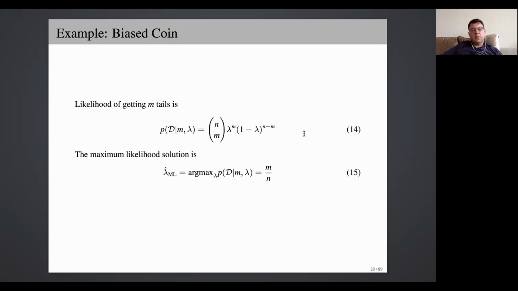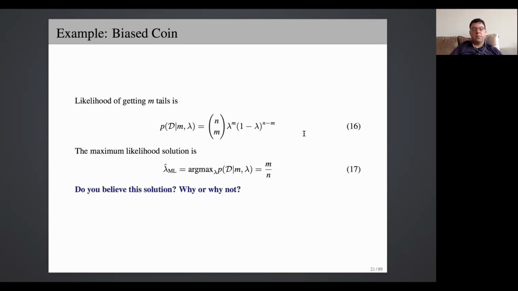We can maximize this fairly easily with respect to lambda. We could take logs of this expression, for instance, and take derivatives and set them equal to 0, confirm that we have an optimum, and show that the maximum likelihood solution is m over n, where m is the number of tails and n is the number of total flips. So I'd like to ask whether you believe this solution, and I believe a poll is set up. If you do believe it, why do you believe it? If you don't believe it, why don't you believe it? It might be helpful to substitute in some concrete numbers for m and n.